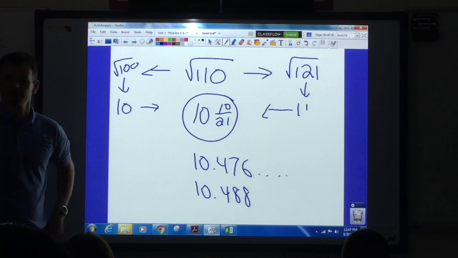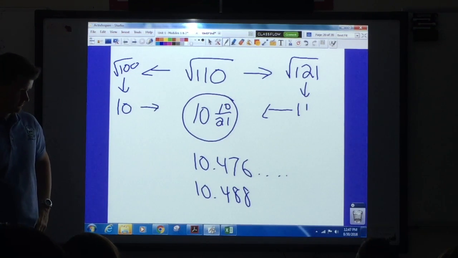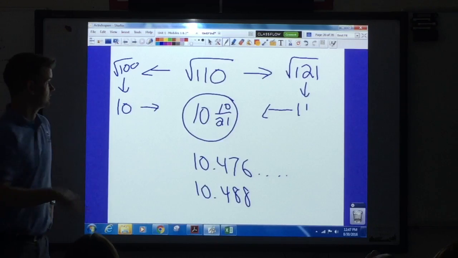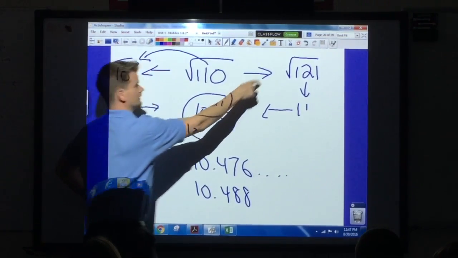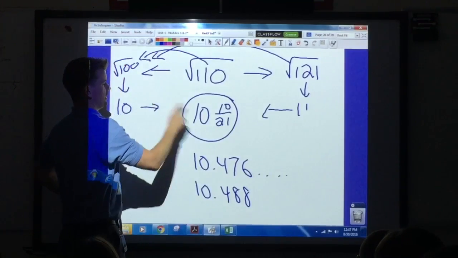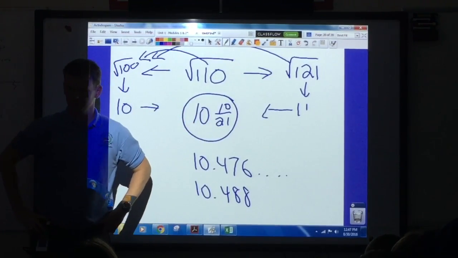What's up? So like you subtract. I subtract 110 from 100 to get my numerator. I subtract 121 from 100 to get my denominator.